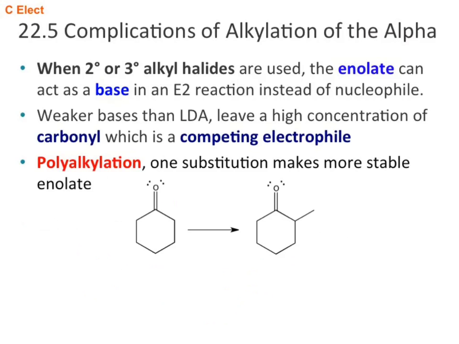Probably one of the largest issues with alkylation at your alpha position is that they are very, very susceptible to polyalkylation. Why would that be the case? We don't necessarily even have to have two alpha carbons. Once we've done a single alkylation, why would we expect our alkylated product to react more?